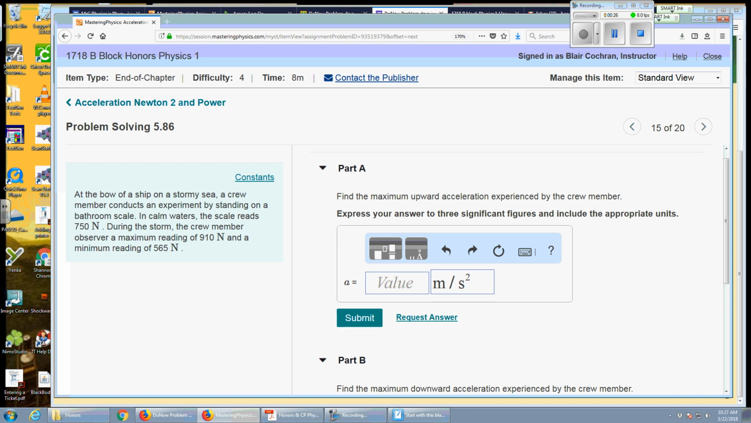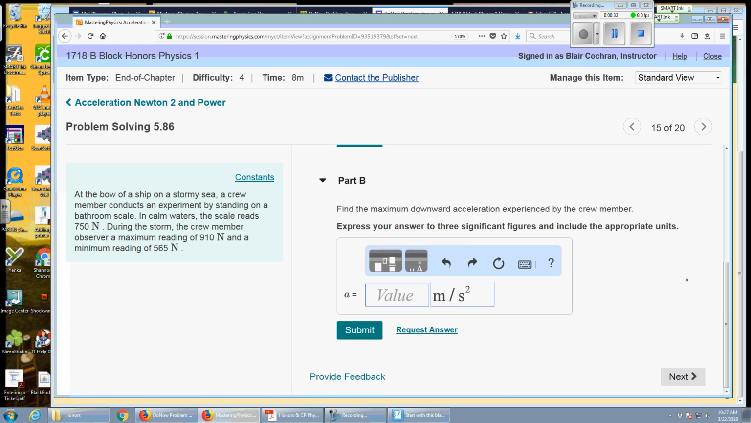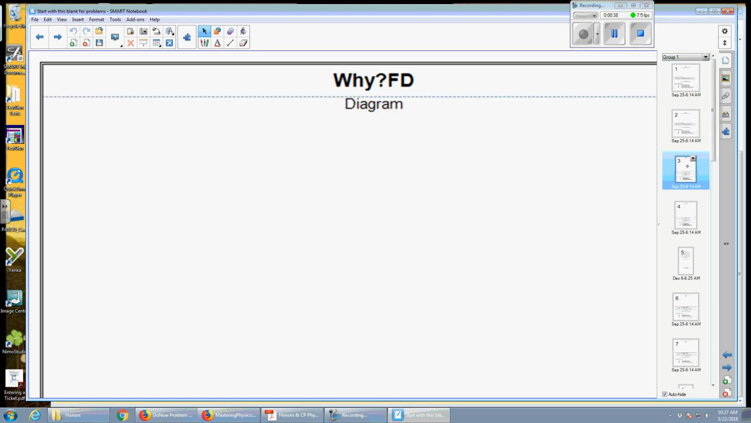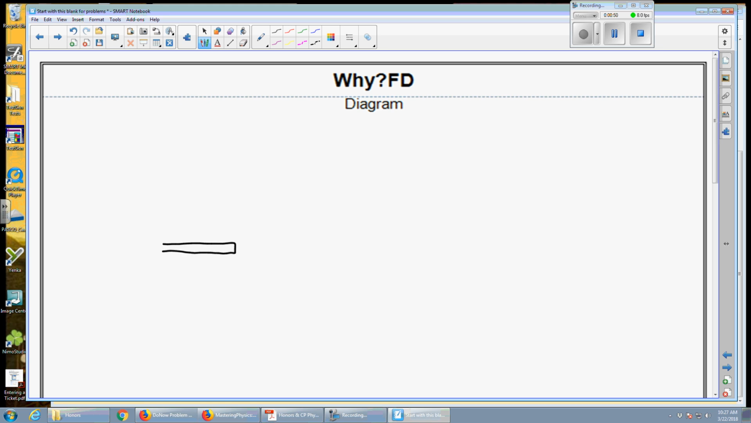During the storm, the crew member observes a maximum reading of this and a minimum reading of this. And find the max accelerations up and down. Alright, so this is one of the ones that we needed a force diagram for. Alright, so we actually need 3 force diagrams for this. And draw the scale, and our guy standing on the scale, or our crew member. So remember if they said male or female.